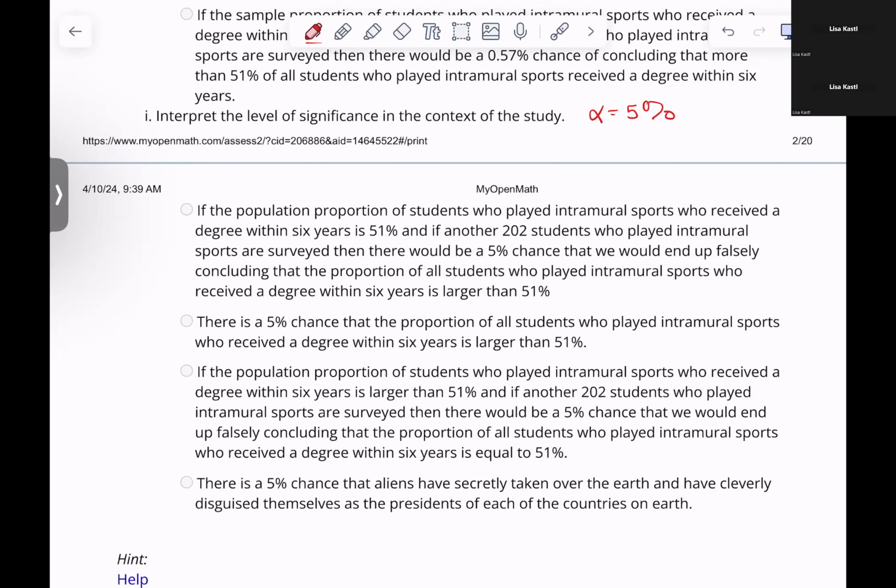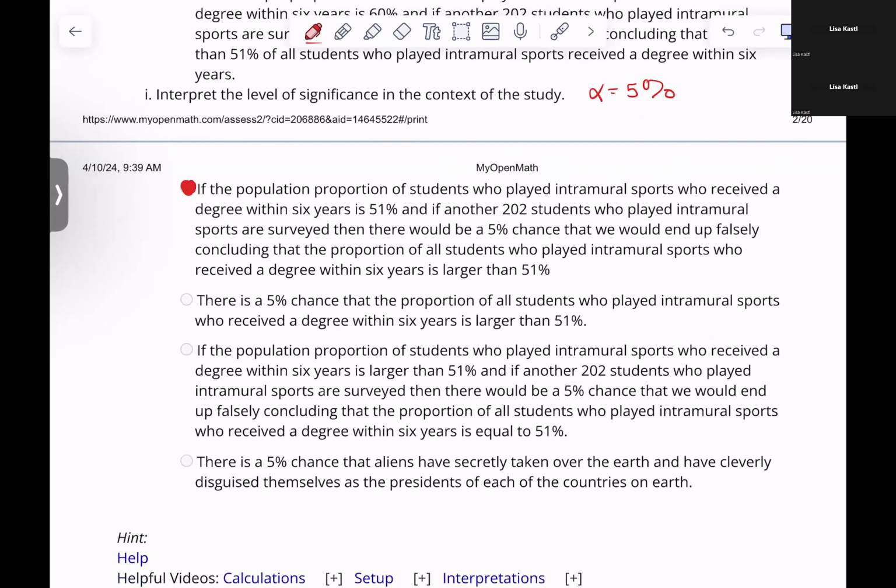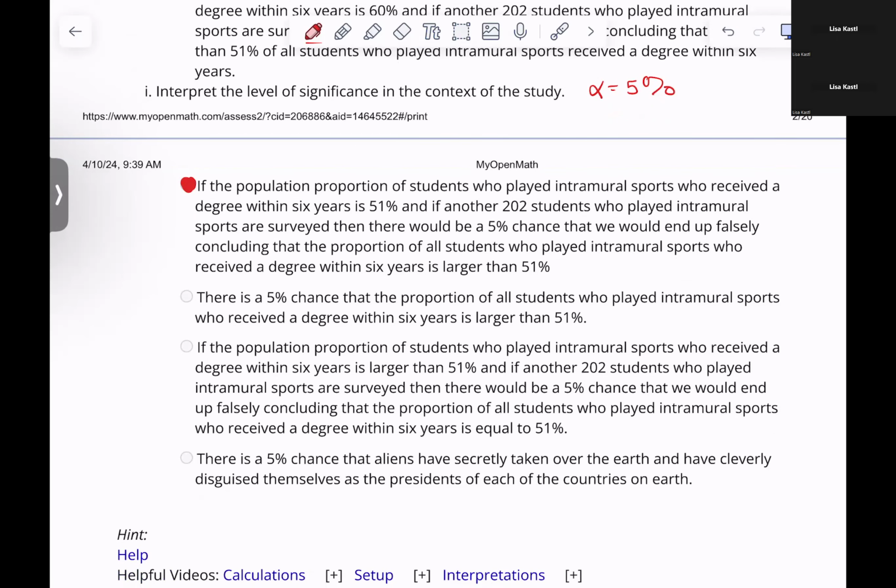So what is a type 1 error? Alpha is the probability of a type 1 error. A type 1 error is what? Rejecting the null when it's actually true. So if you reject the null, you accept the alternative. If you accept the alternative, you accept the fact that it's over 51%. That is not true. So it's part A. It's part A because if you were to pick another sample, there's a 5% chance you could accept the fact that the alternative is true. Okay? And it's never the two little short ones, I don't think.